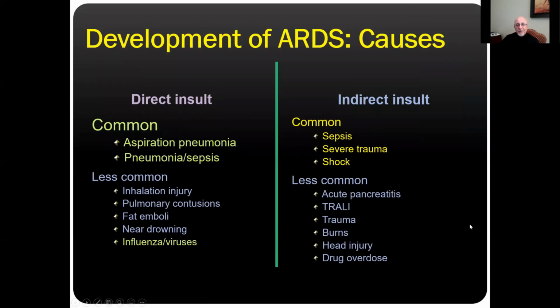The development of ARDS has many causes. There could be direct insult to the pulmonary tissue, such as aspiration pneumonia or community-acquired pneumonia or hospital-acquired pneumonia or sepsis. Less common causes of ARDS are inhalation injury, pulmonary contusion, fat embolism syndrome, near drowning, and recently, as we have noticed, influenza and coronavirus may be a very significant factor in causing a direct insult to the lungs. Indirect insult may be associated with sepsis in another part of the body, or trauma, especially long bone injuries, or septic shock in another part of the body.